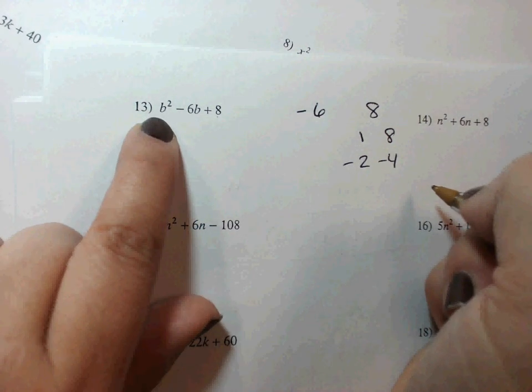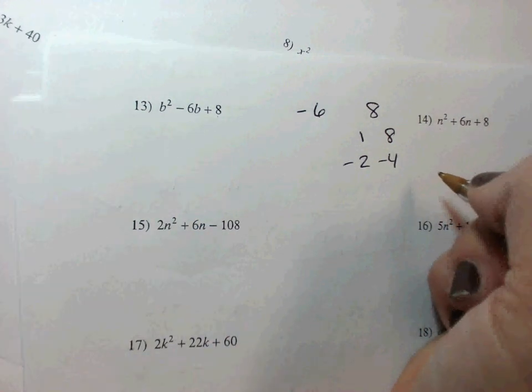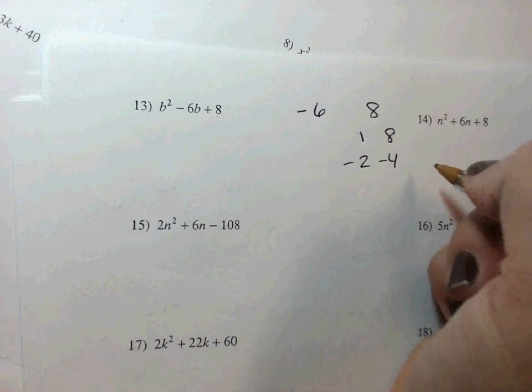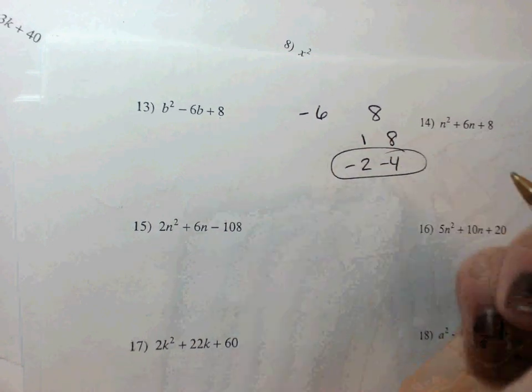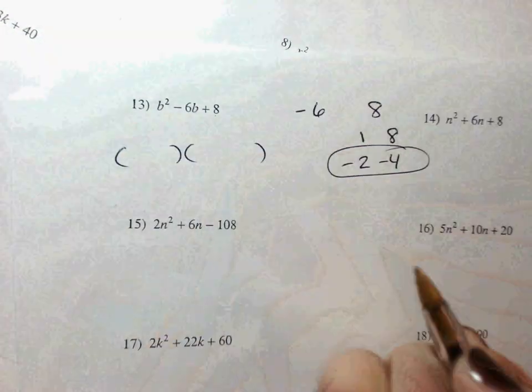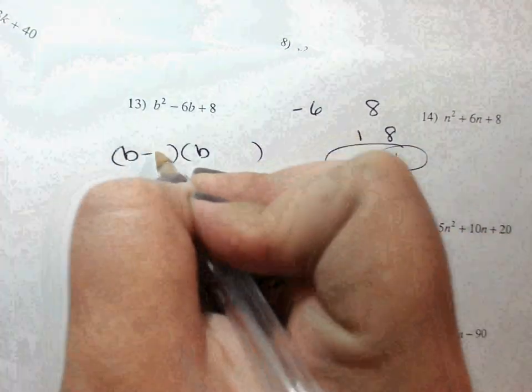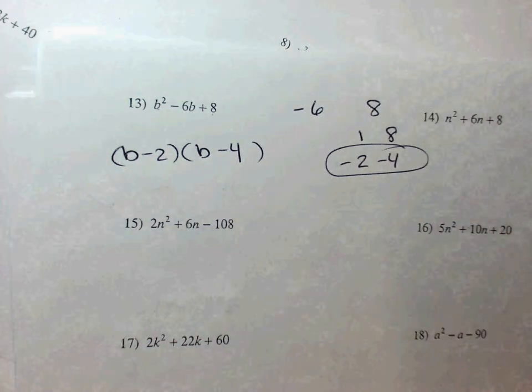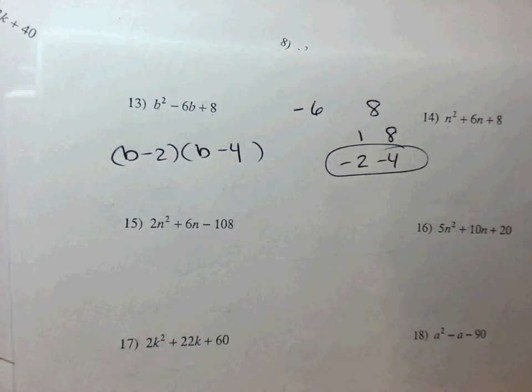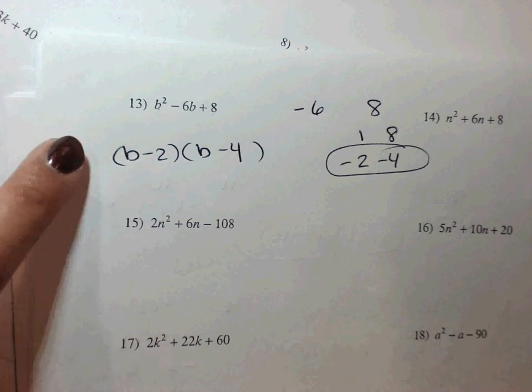When you don't have a leading coefficient, you don't have to do all that crazy split down the middle, pull stuff out. You don't have to do that. You just use these. You have b squared, so you're going to write the b here and here. Negative 2, negative 4. So you want to not have a leading coefficient because it makes it a whole lot easier. So we're going to do one more of these.